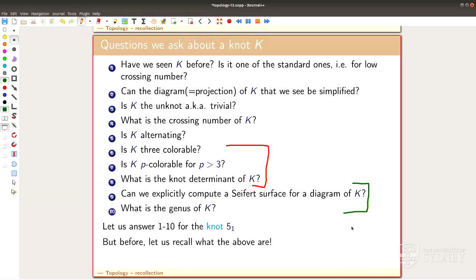So the genus is trivial if and only if the knot is trivial. It's not true for anything else on this slide. So the genus is a really good way to answer question number 3. Here our little genus is very good to answer question number 3. And I will answer them for you in a second.